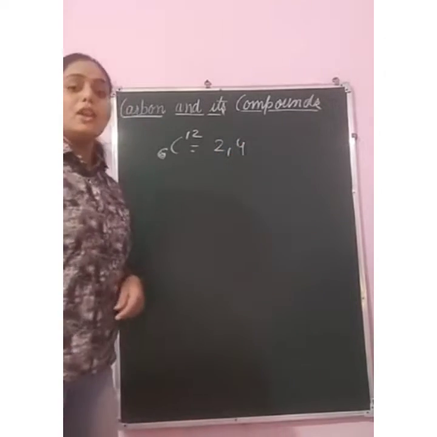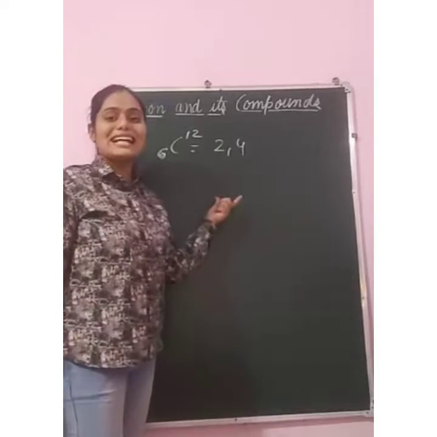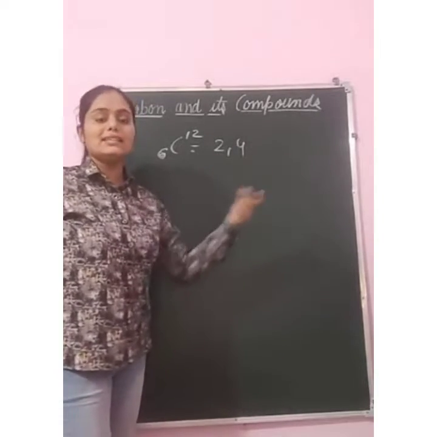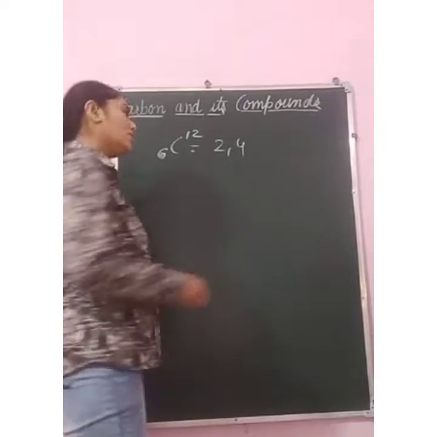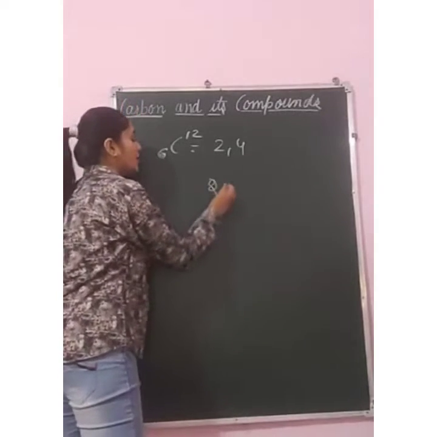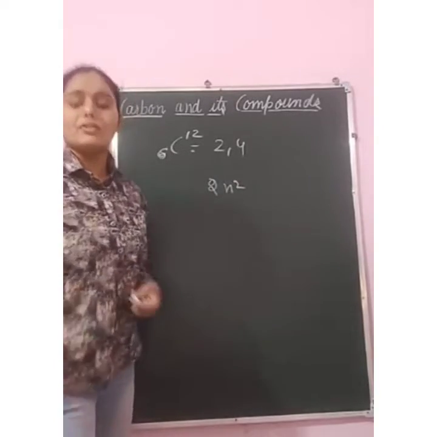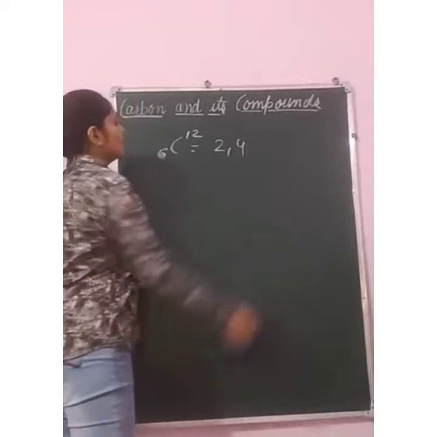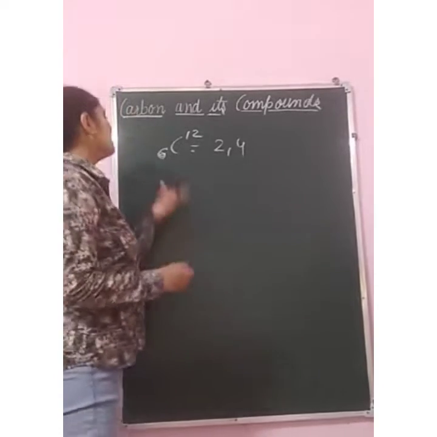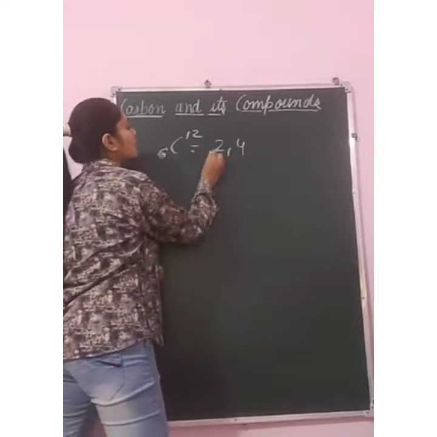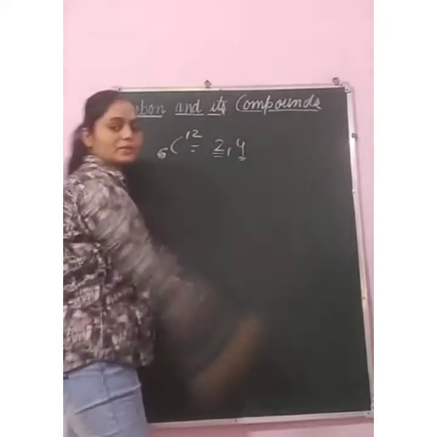Why 2, 4? We know that the first shell has the capacity to carry 2 electrons and the second shell has the capacity to carry 8 electrons. How have we come to know? We have come to know by the rule 2n square, where n stands for the number of the shell. As there are only 6 electrons in carbon, the electronic configuration becomes 2, 4.